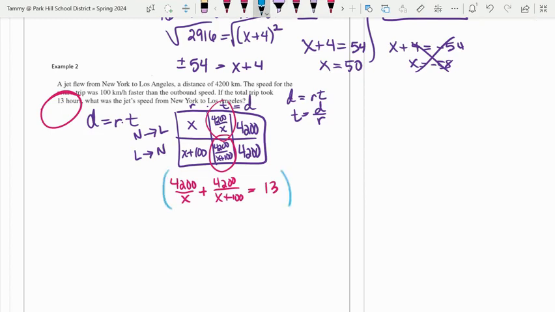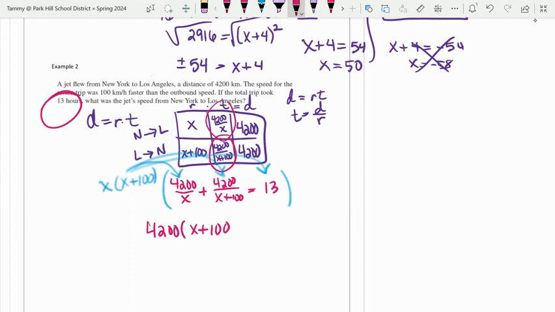It's been a little while since you've seen these, but our common denominator is x and then x plus 100. So I'm going to multiply each of these by that common denominator. Did a little bit yesterday when I had a fraction, so I multiplied by the common denominator to eliminate the fraction. Same idea here. So when I multiply the first one by x plus 100, the x's will cross off and I'm left with 4,200 times x plus 100.